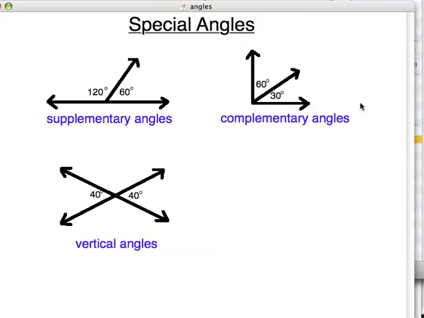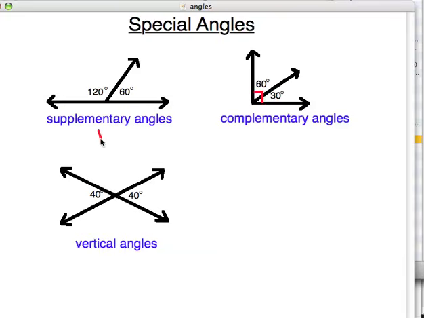Complementary angles are angles that add up to 90 degrees. Like this pair of angles here. 60 degrees and 30 degrees makes 90 degrees. The little box means 90. There are many other ways to get 90 degrees: 50 and 40, 45 and 45, etc. So those are complementary angles because they add up to 90.